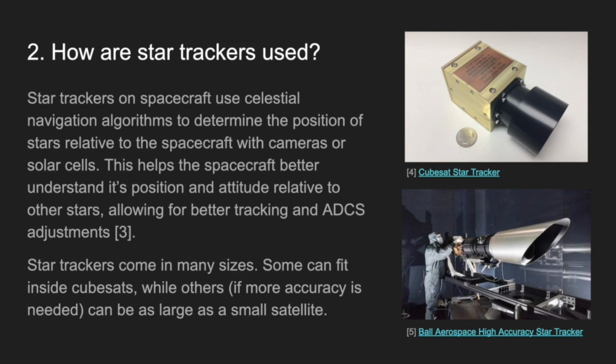Star trackers can come in many sizes. Some can fit inside CubeSats, while others, if more accuracy is needed, can be as large as a small satellite. As you can see from the images on the right, star trackers can be any size depending on the application. The image on top is a star tracker built by Adcole Maryland Aerospace that has a form factor sufficient for a CubeSat. The image on the bottom is a high accuracy star tracker built by Ball Aerospace, which is likely built for larger satellites and deep space applications. In general, a larger star tracker means more accuracy, which means it's more expensive and will cost you more money.